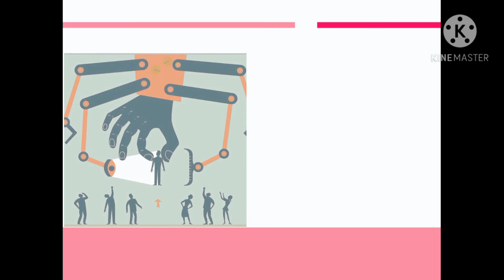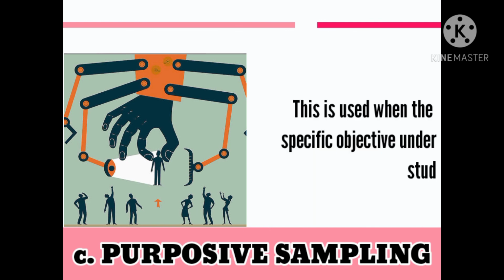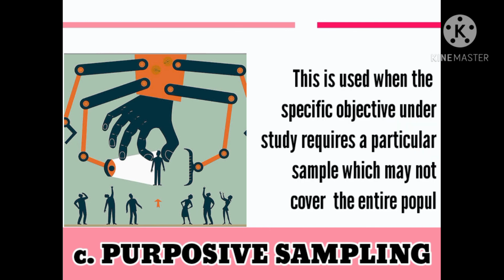The third type of non-probability sampling is purposive sampling. This is used when the specific objective under study requires a particular sample which may not cover the entire population. This type of sampling involves the researcher using their judgment to select a sample that is most useful to the purposes of the research. It is often used in qualitative research where the researcher wants to gain detailed knowledge about a specific phenomenon rather than make statistical inferences. An effective purposive sample must have clear criteria and rationale for inclusion.